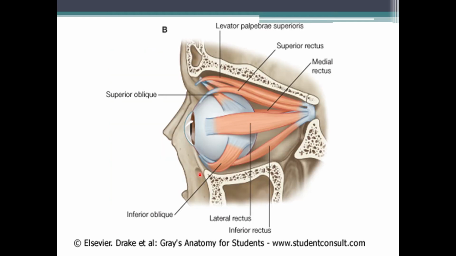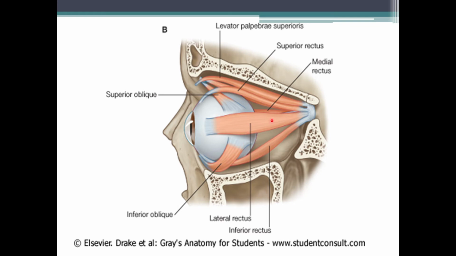The inferior oblique muscle, after arising from the orbital surface of the maxilla on the anterior margin of the orbit, passes beneath the inferior rectus. This is the inferior rectus coming, and beneath it there is the inferior oblique muscle. It then passes upwards, backwards and laterally to get inserted on the sclera between the lateral rectus and the inferior rectus. So this is the insertion of the inferior oblique muscle.